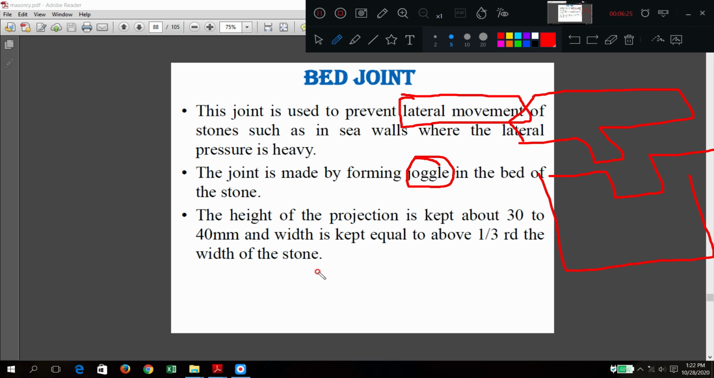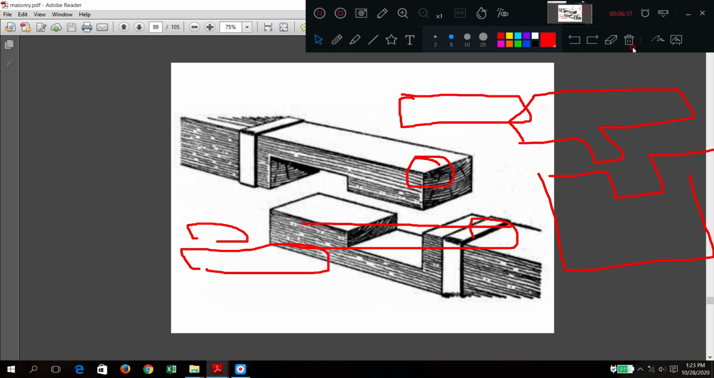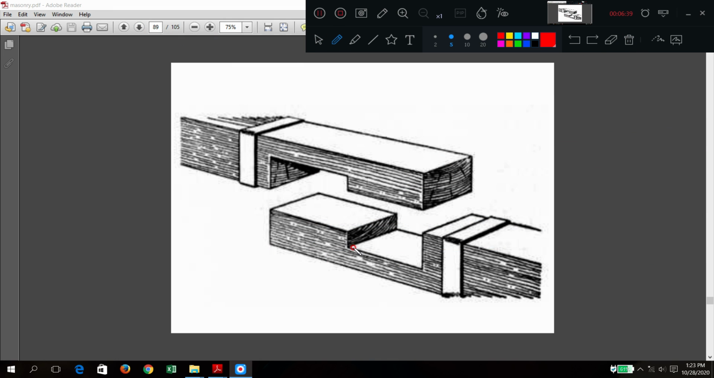The height of the projection is 30 to 40 mm. The width of the joint is kept at one-third of the width of the stone. This will be one-third of the stone length, and this joggle or groove length is one-third of this length.